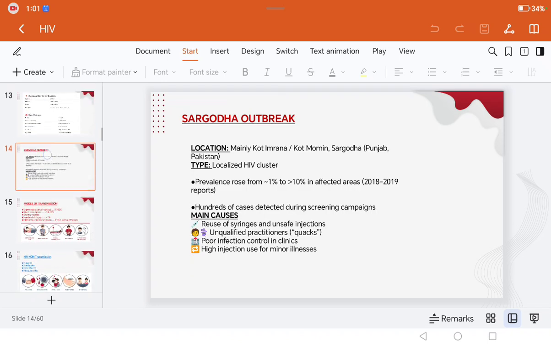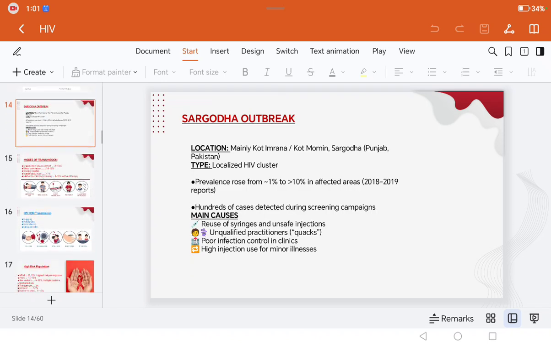There was an infamous outbreak in Pakistan, the Sargodha outbreak, mainly in the regions of Kot Imrana and Kot Momin, Sargodha, Punjab, Pakistan. It was a localized HIV cluster, and because of that, the prevalence rose from 1% to more than 10% in the affected areas in the years 2018 to 2019.